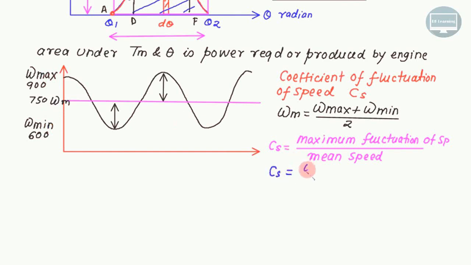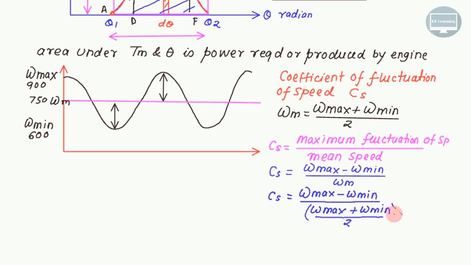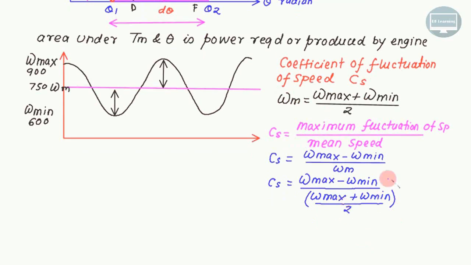So CS is defined as omega max minus omega minimum divided by the omega mean. But what is omega mean? The omega mean is defined as omega max plus omega minimum divided by 2. Will it come in the numerator? So we have CS equals 2 times omega max minus omega minimum, divided by omega max plus omega minimum.